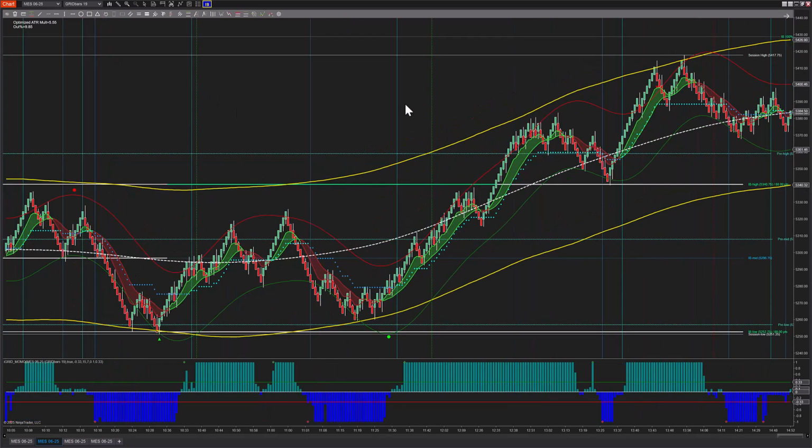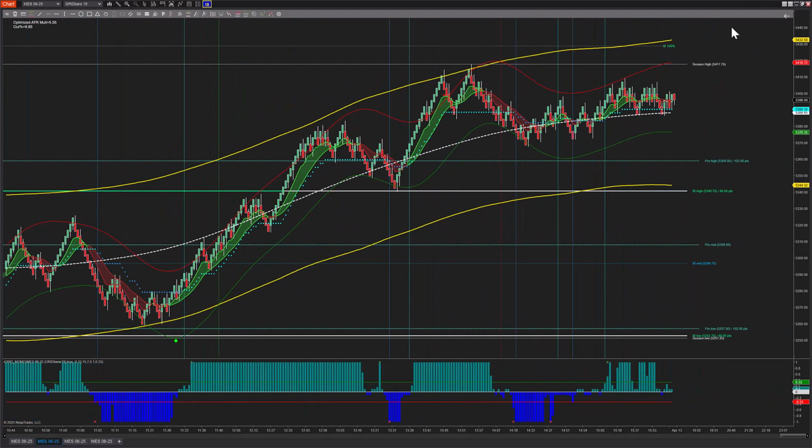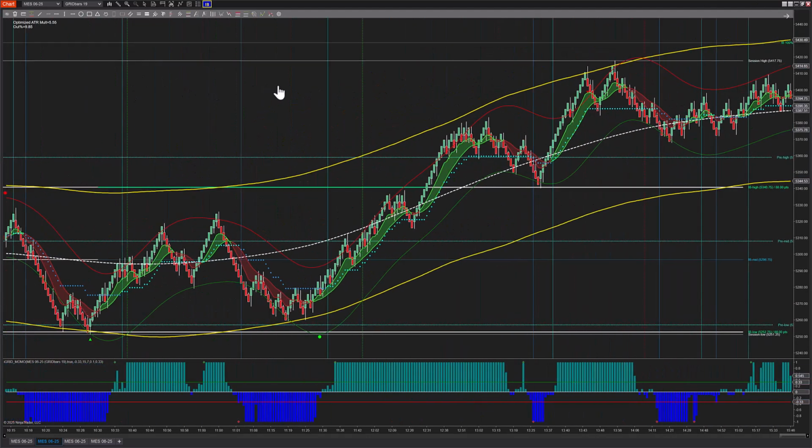First test of the IB low, here's a retest of the IB high. You have to know where they are, right? It's mandatory, right? If you're a day trader. Okay, with that said, now let's dig into what we see here.